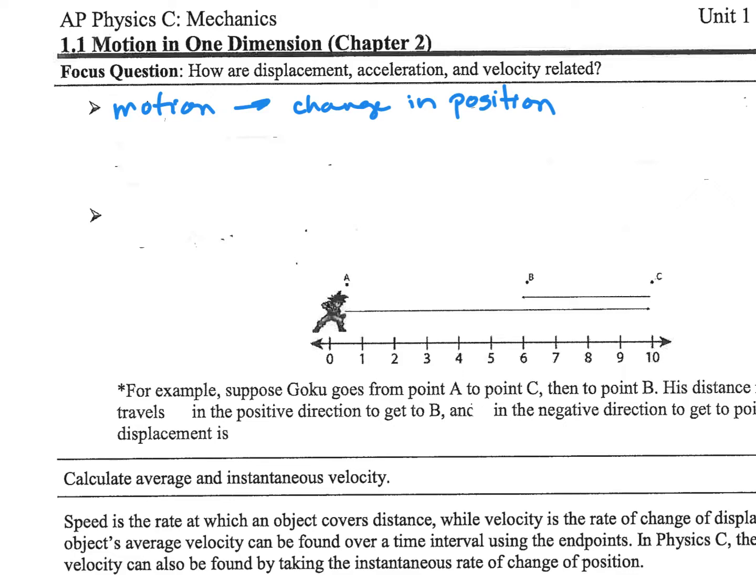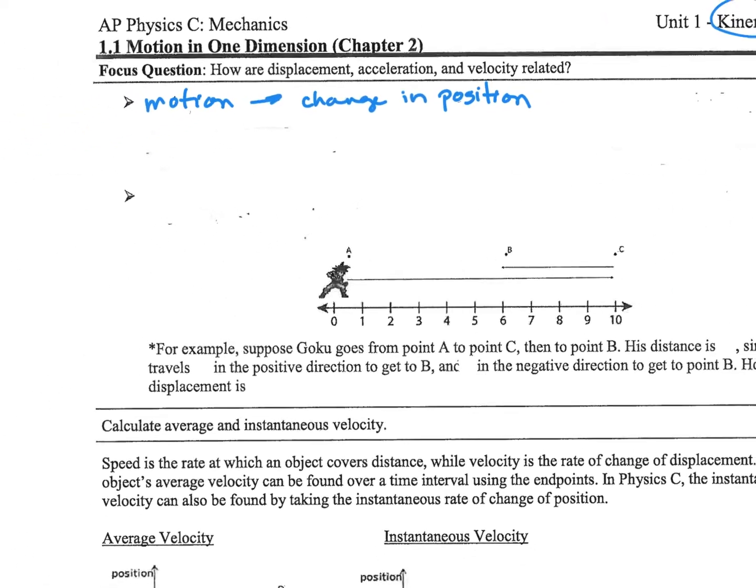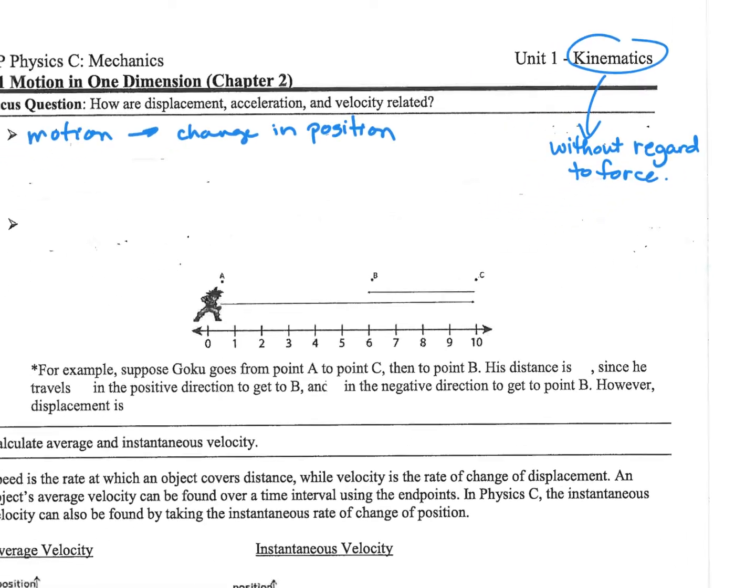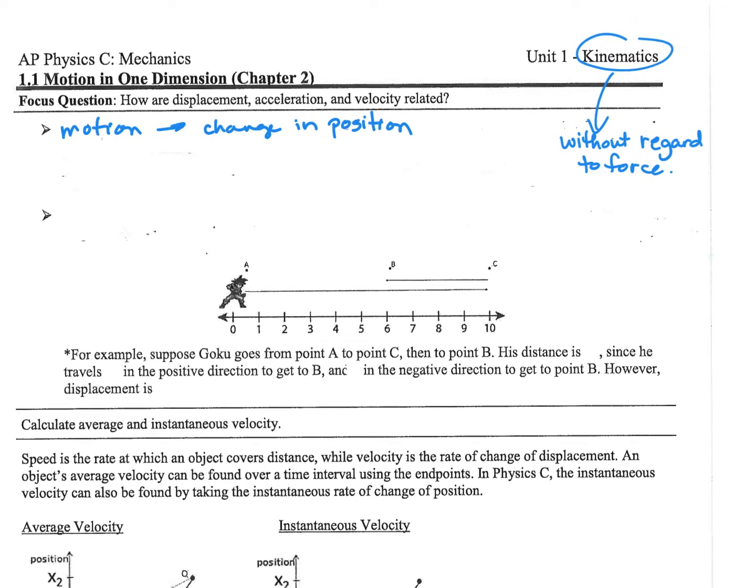When we talk about kinematics, which is this first chapter, there's a difference between kinematics and dynamics. When we talk about kinematics, the big difference is that it's without regard to force. Those of you who took Physics 1 last year know that when we started talking about forces, we started talking about dynamics, and Newton is really dynamics, isn't it? So in kinematics, we're not talking about forces here. We're really just talking about displacement, acceleration, and velocity and how those are related.